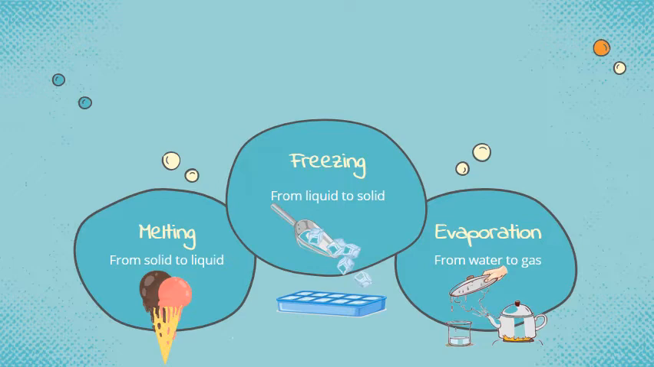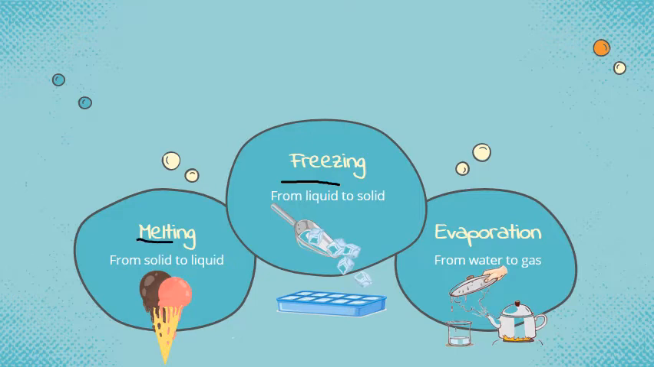Here we can see three states changing. Three states of matter that they're changing from one state to another. Let's start with the freezing. From liquid to solid. Like for example, the cup of water, when it was liquid, after putting it in the freezer, it changed from liquid to solid.